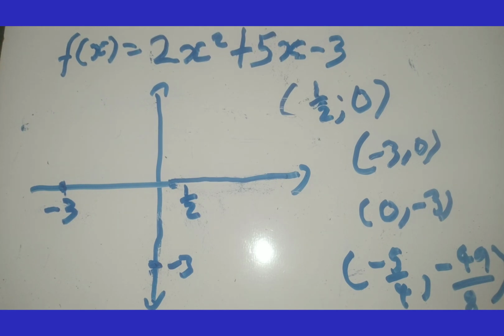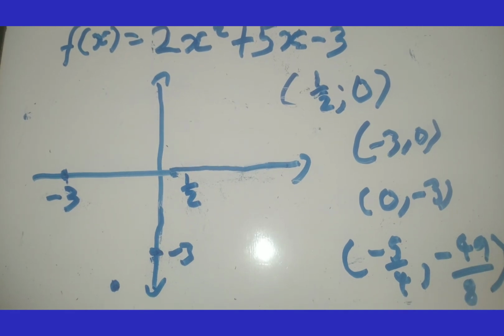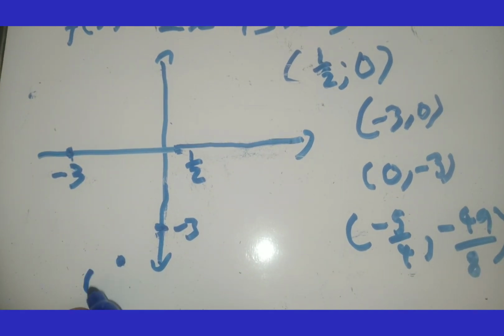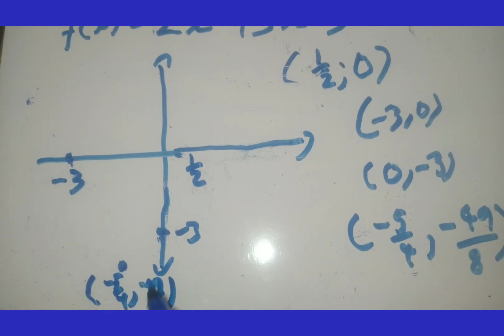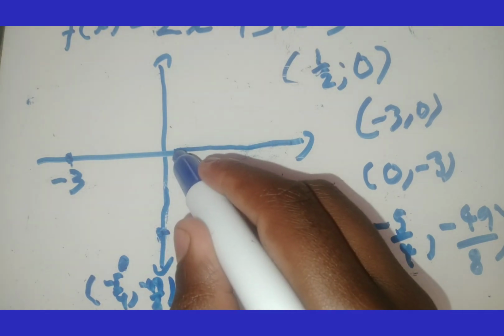Then our turning point minus 5 over 4, you have to check it in a calculator, and it should be somewhere there. And then minus 49 over 8, so it will be somewhere here. So this coordinate will be negative 5 over 4 and minus 49 over 8. We're just estimating. So hence we've got our points there.